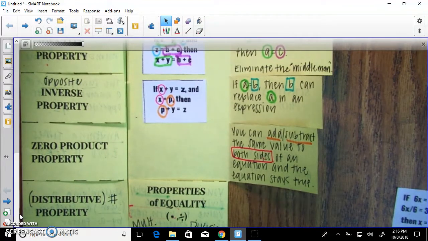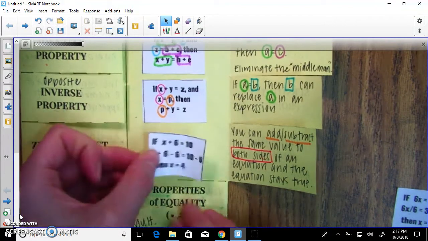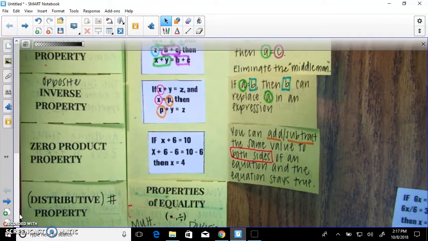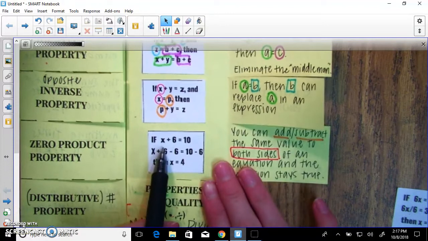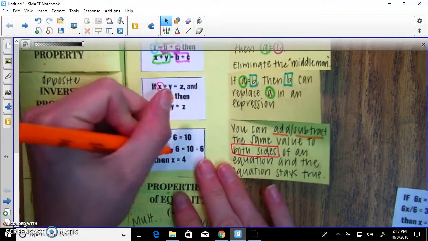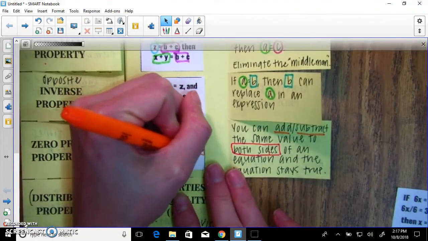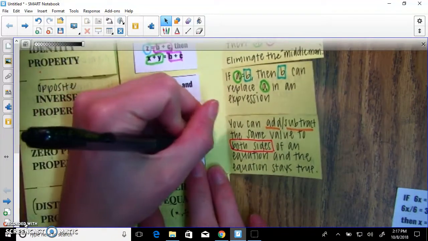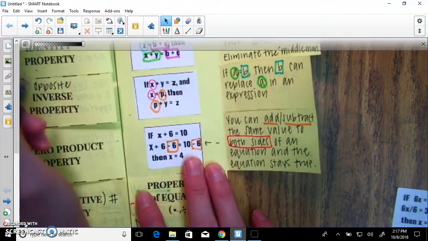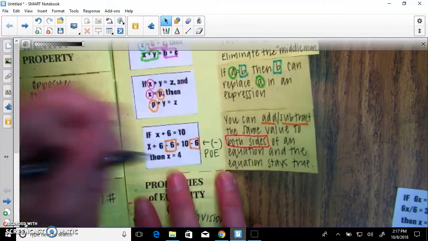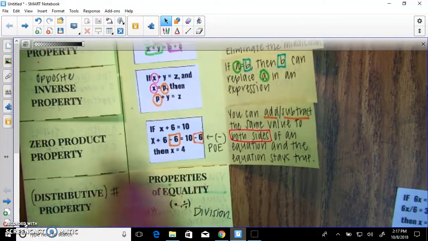So see if you can find adding or subtracting the same number from both sides. The best example is going to be this. So if you start with x plus 6 equals 10, notice in the next term, they're subtracting 6 from both sides of the equation. So that itself is the subtraction property of equality. And a lot of times you'll see me abbreviate it just POE for property of equality. So that's subtraction.